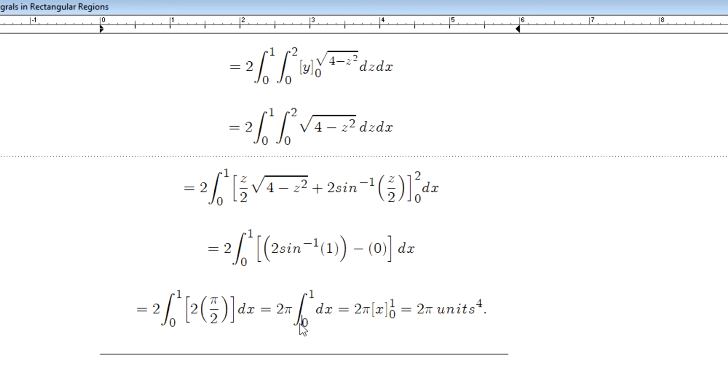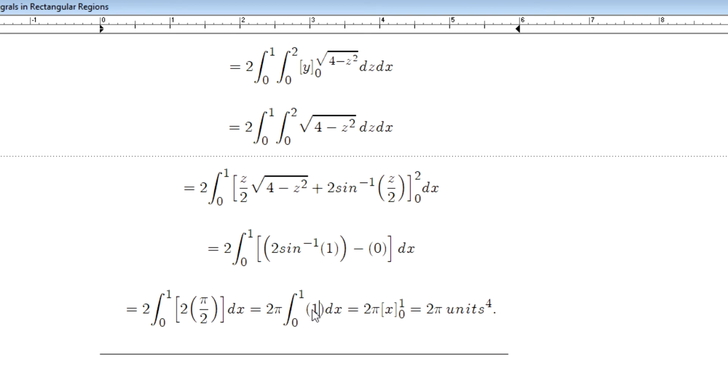which I can bring out as a constant multiple. And I am now just integrating from 0 to 1 the argument of what remains, which is 1, across the bounds from 0 to 1. And that antiderivative is simply x, which evaluated from 0 to 1 is simply 1, times 2 pi becomes 2 pi units to the 4th power. Or the value of the triple integral is 2 pi here, folks. Geometrically interpreting it as a hypervolume, that would be 2 pi quartic units, we might say.